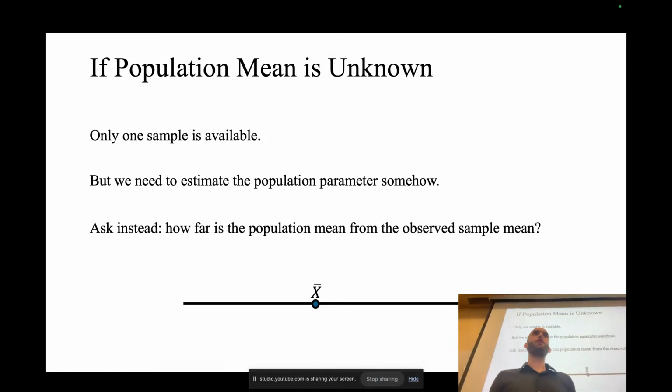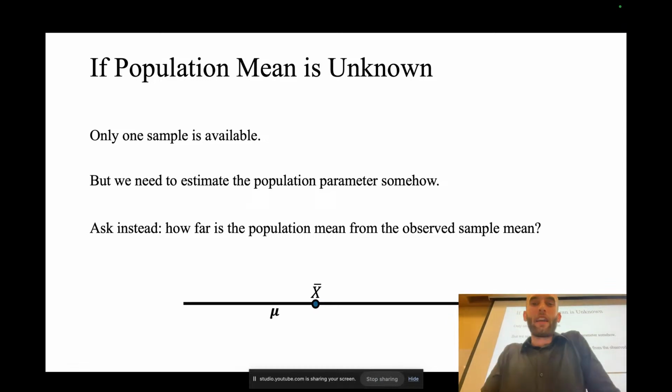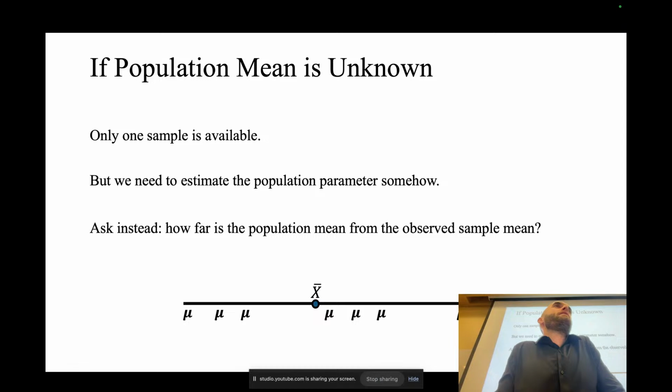But in general, this is sort of what we observe, right? We have a random sample, and we observe the sample mean, but we don't know where X bar is relative to mu. So it could be in a bunch of places, and we don't know which one of these is true because we can't see it. And most of the time we will never be able to see it. So this is the big question at hand.